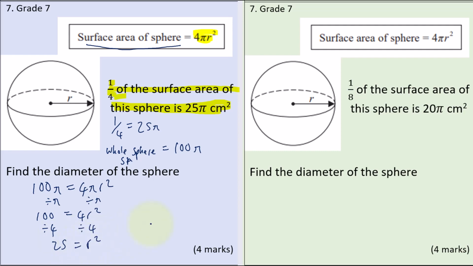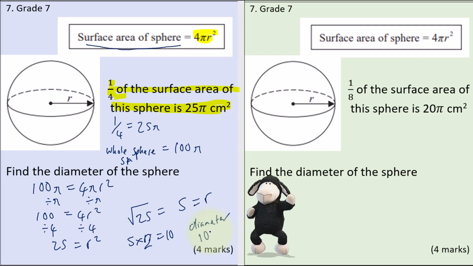Now the square root of 25 equals 5, which equals r, the radius, and the diameter is double the radius, so 5 times 2 equals 10, so the diameter equals 10 centimeters. That's quite easily done.